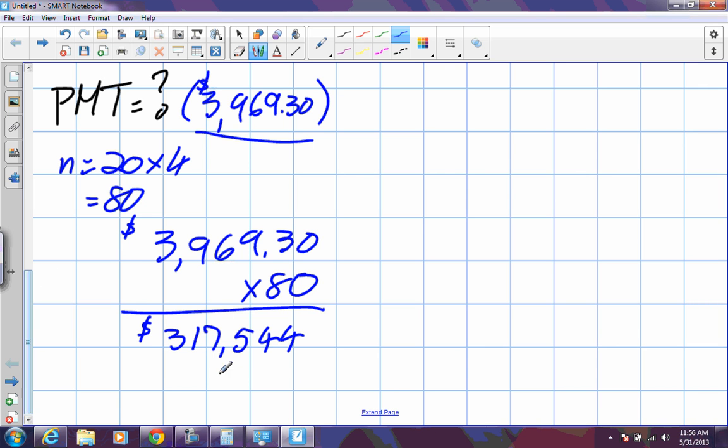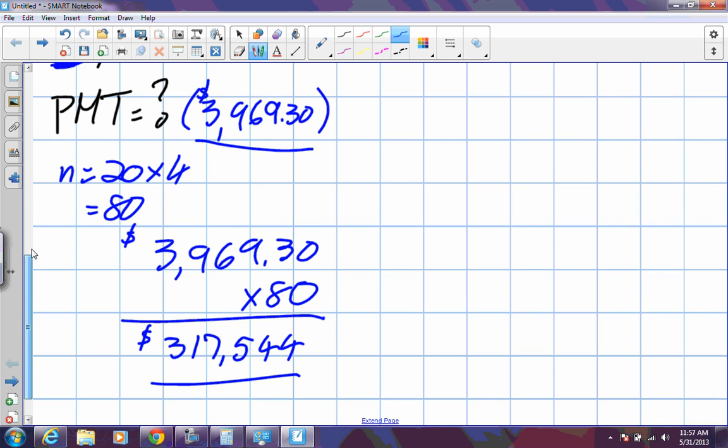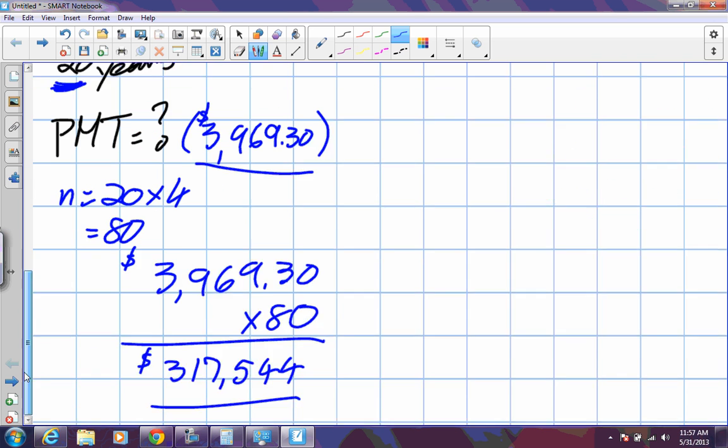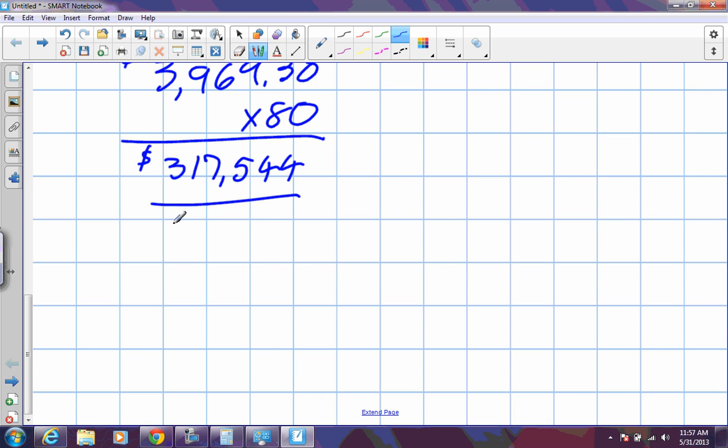No, that does not go in the PMT. We just calculated this. So what this means is over the course of 20 years, we actually got $317,544. But remember, the present value, the amount of money we actually put into the bank, maybe we inherited it, was only $200,000.